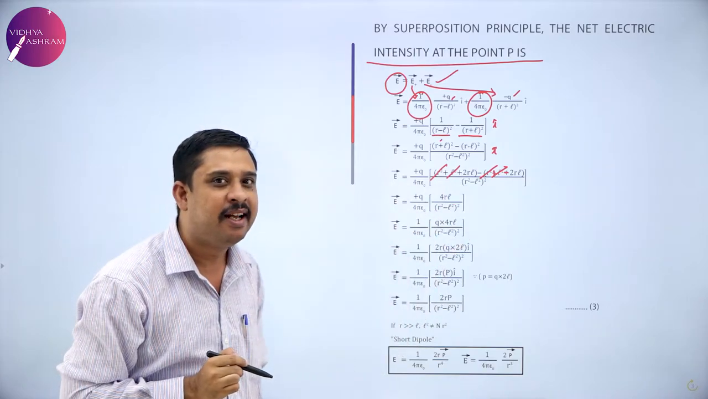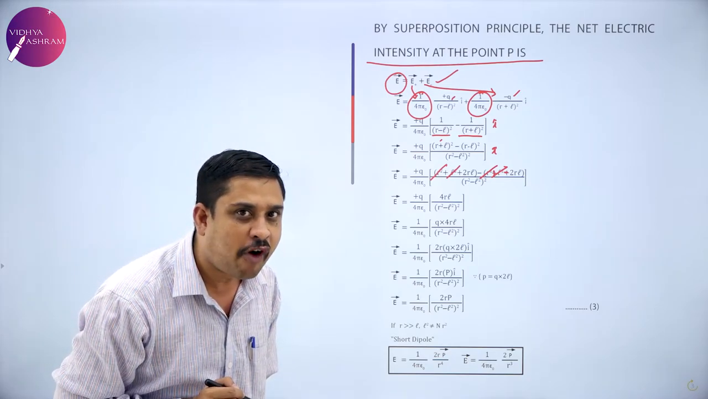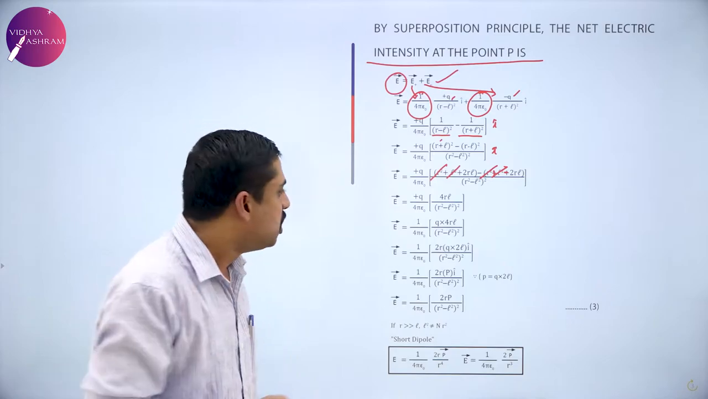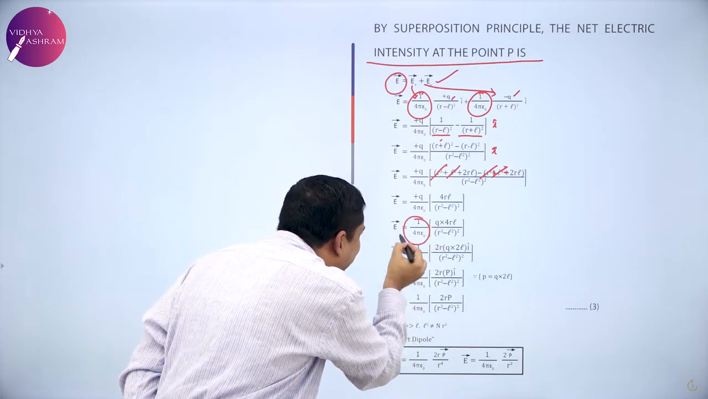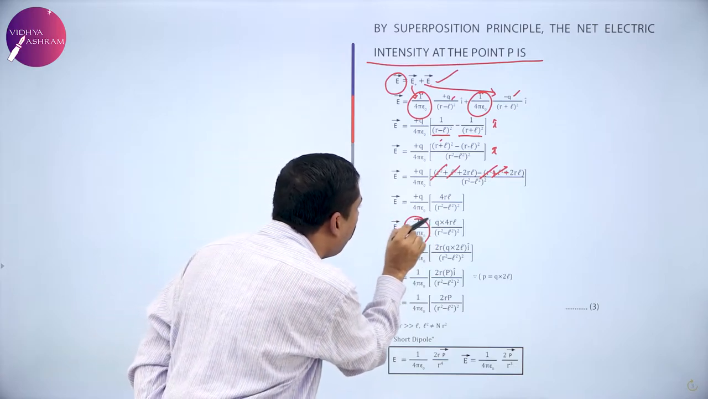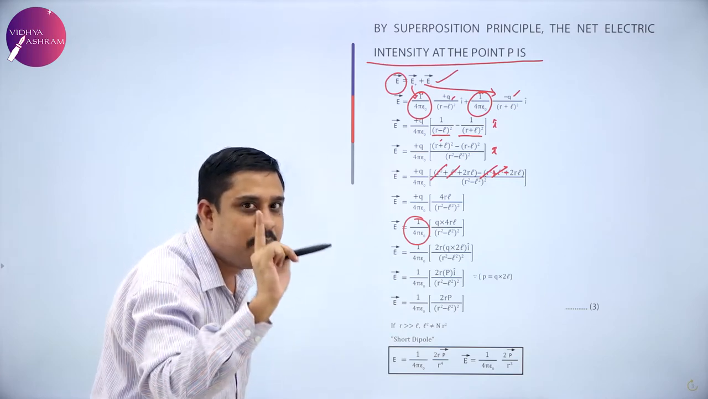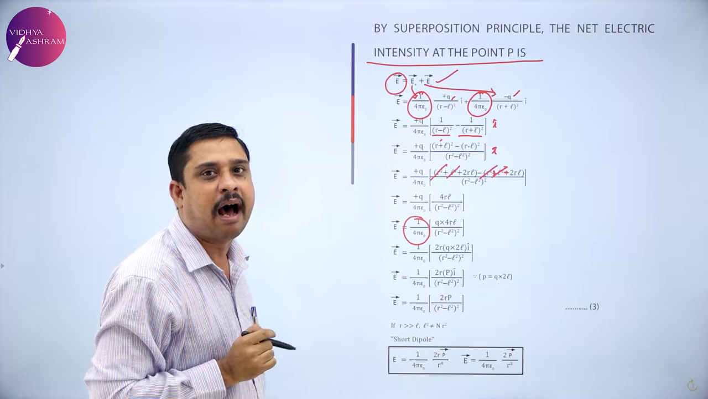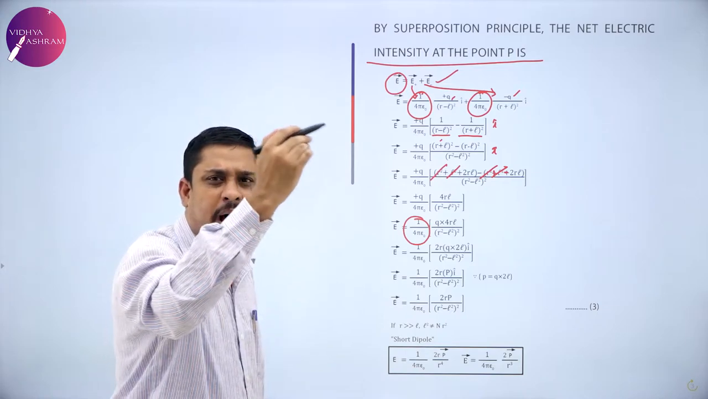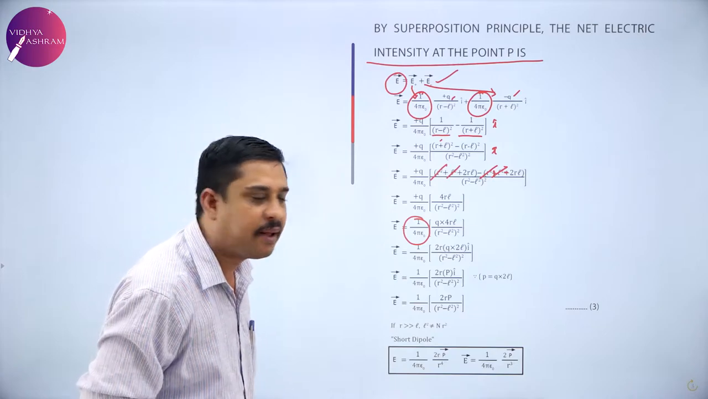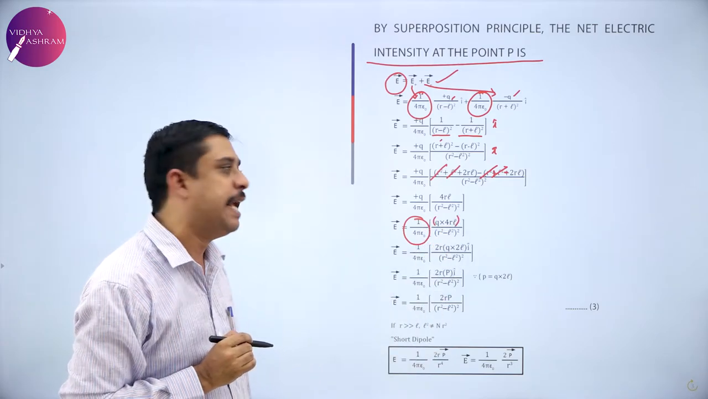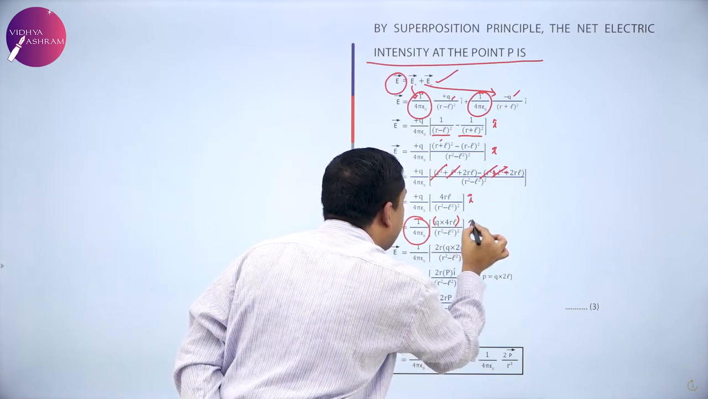Now if you understand, electric intensity is of the standard form 1 by 4 pi epsilon naught into something. So this 1 by 4 pi epsilon naught I take out, and push Q inside the bracket. Why? Because intensity in standard form is 1 by 4 pi epsilon naught into something. So I push Q inside, so it becomes Q into 4RL. All this with unit vector I cap.